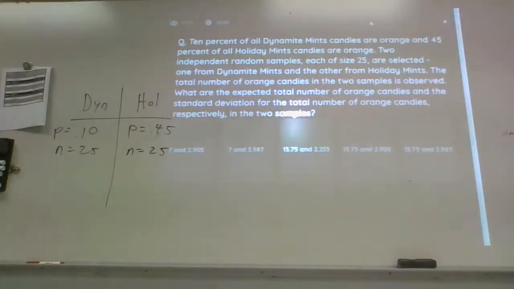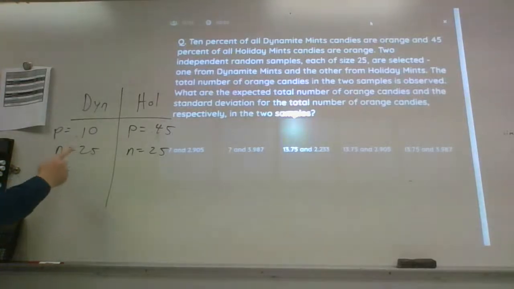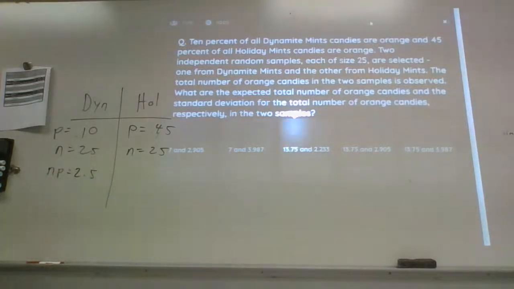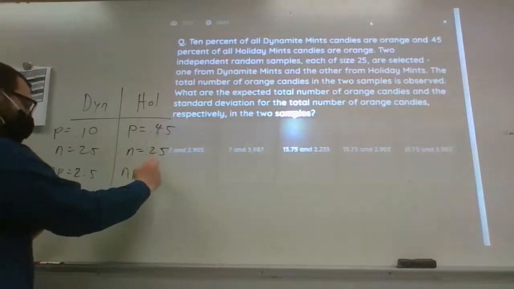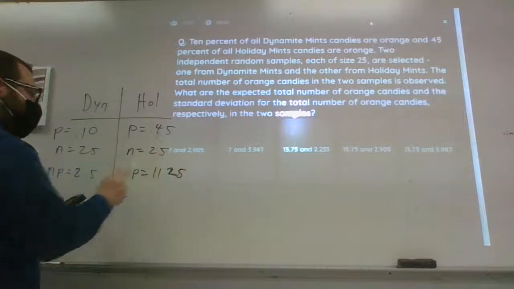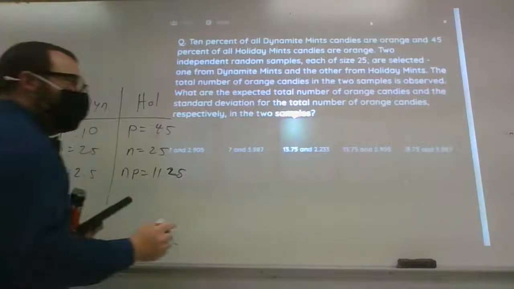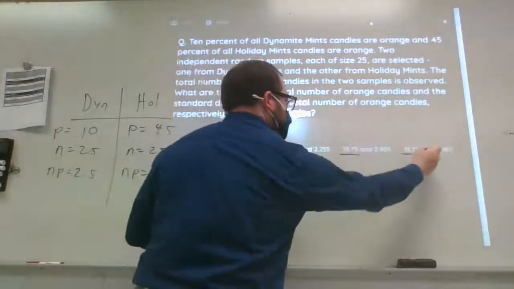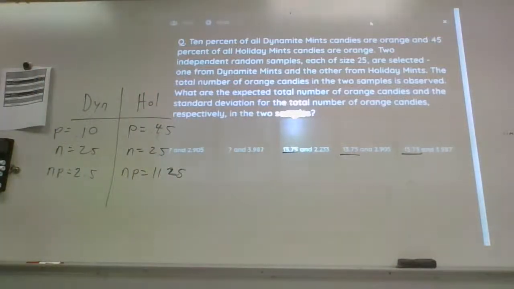So if you were to multiply n times p here, you would get 25 times 0.10, which is 2.5. And then for the other one, 0.45 times 25, and you would get 11.25. And if you added the two of them together, you get 13.75. That is the expected number, n times p.